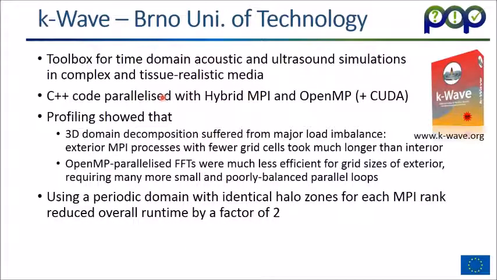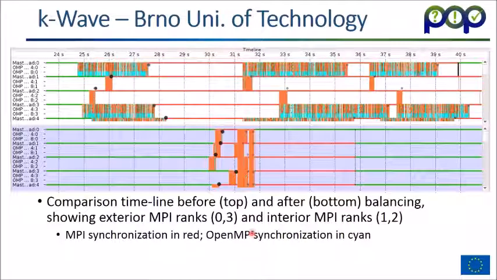So this information was used, and instead a periodic domain was used with identical halo zones for each MPI rank, and that's indicated in the bottom Vampir trace, where you can see the communication shows a much better load balance between the different processes, but also is a lot more compact. It's taking up a lot less space on the timeline.